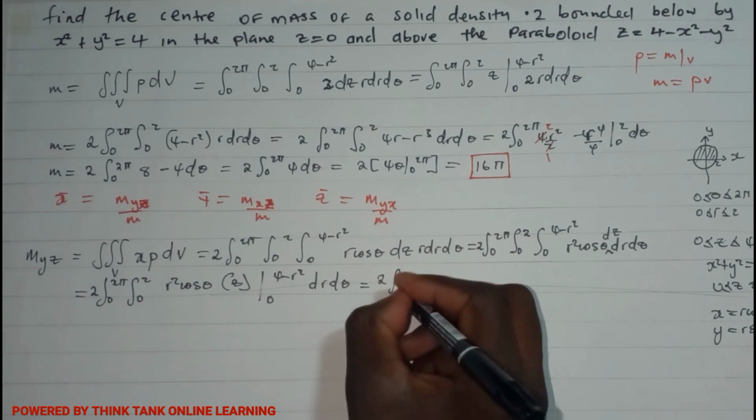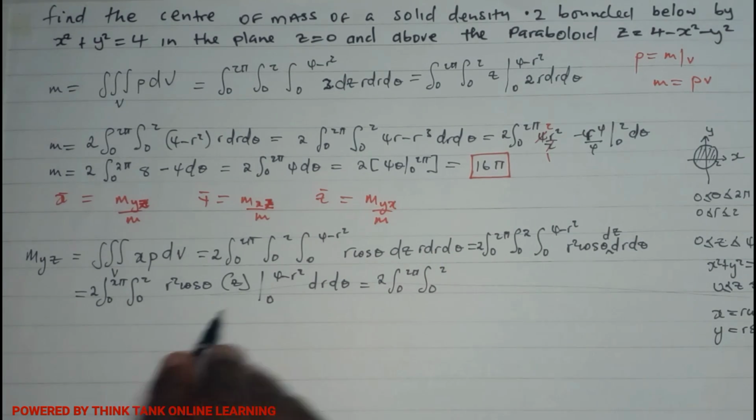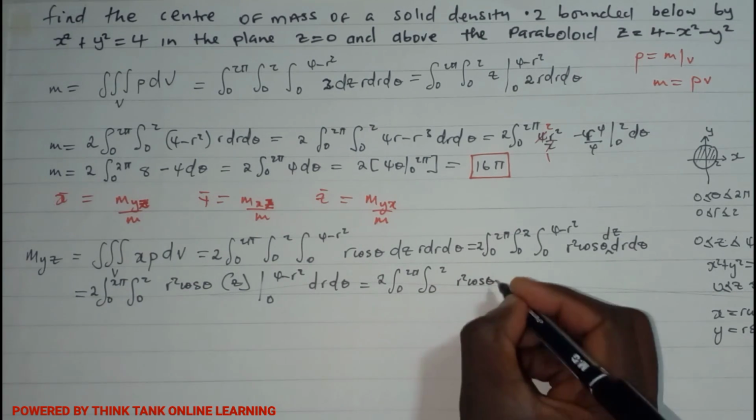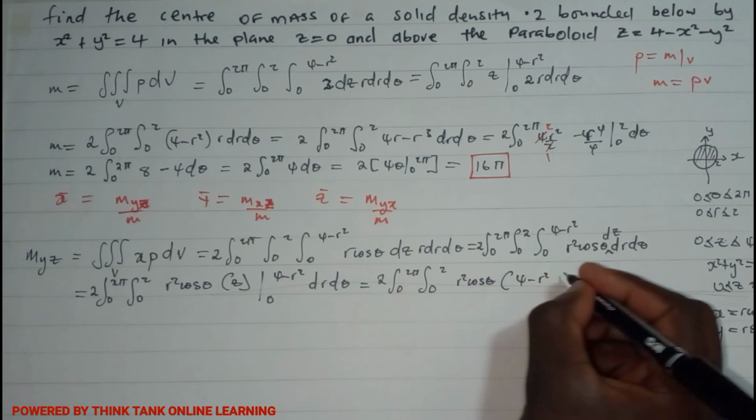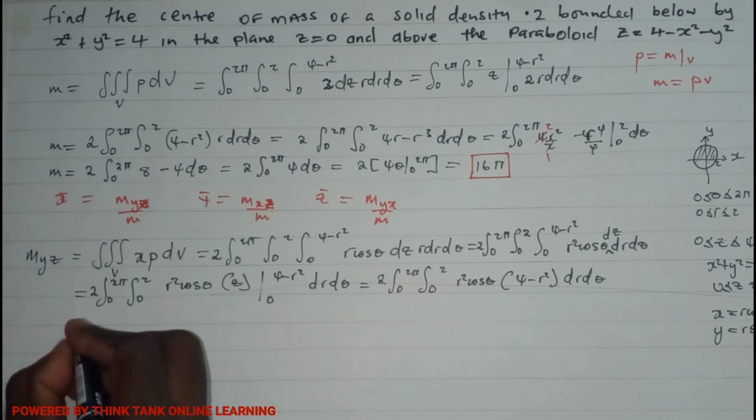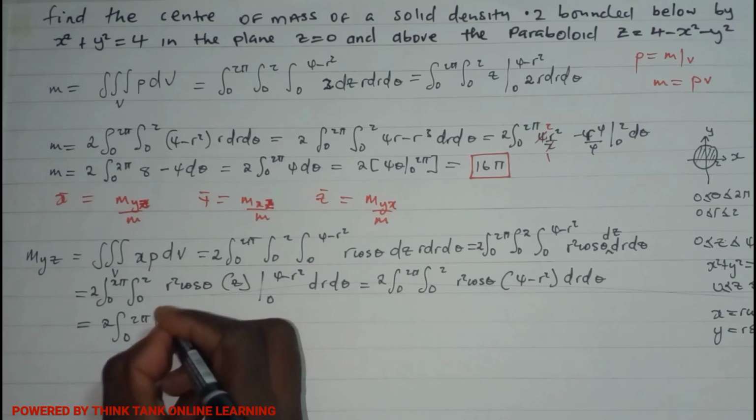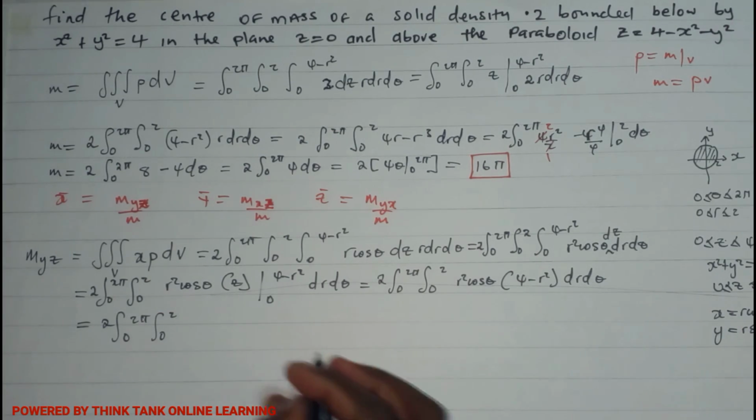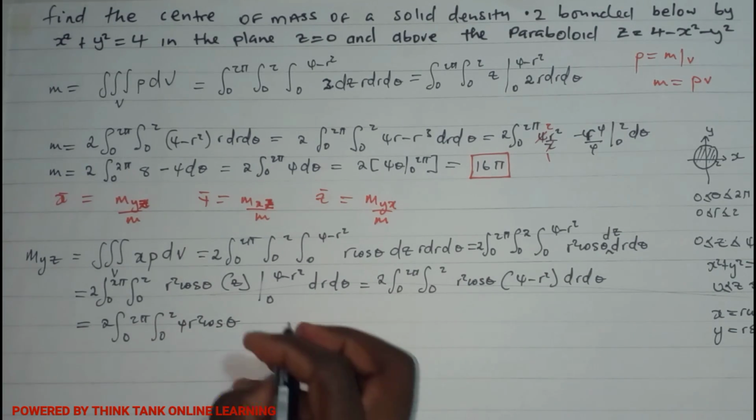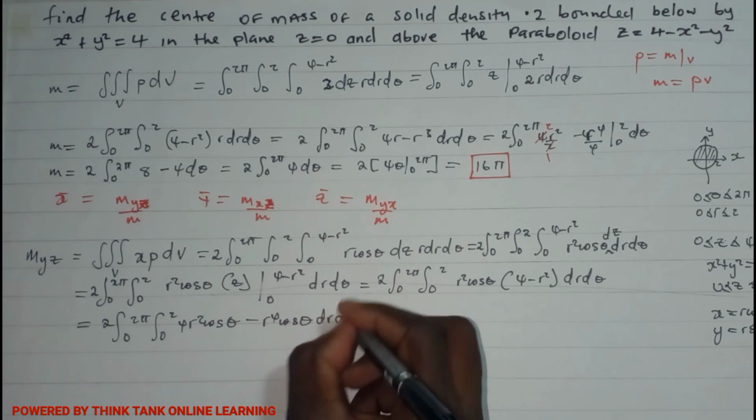So I'm going to have 2, 0 to 2 pi, 0 to 2. The upper bound for z gives r squared cos theta times 4 minus r squared, dr d theta. Next, 2 for the density, 0 to 2 pi, and 0 to 2, we're going to have r squared cos theta times 4 minus r to the power 4 cos theta, dr d theta.